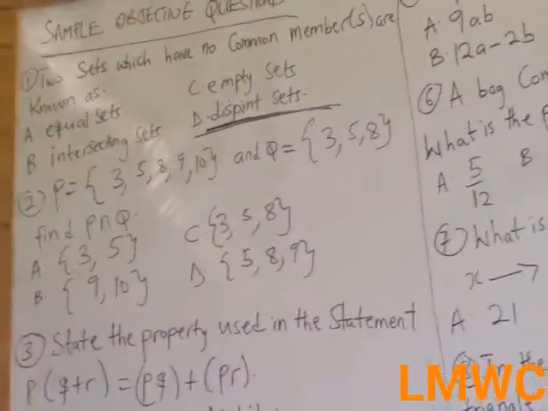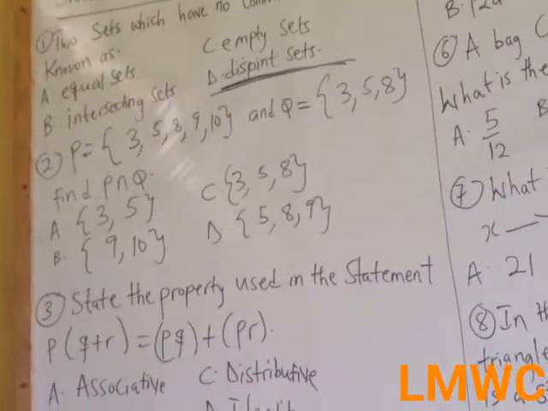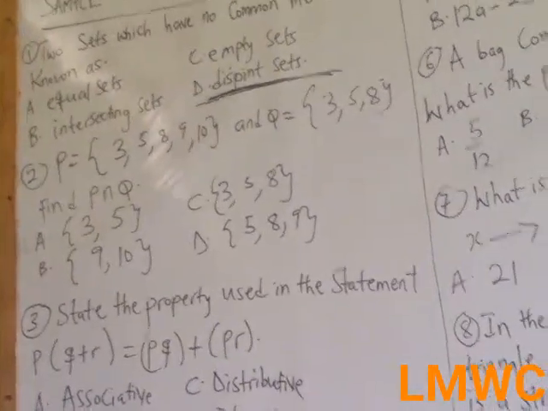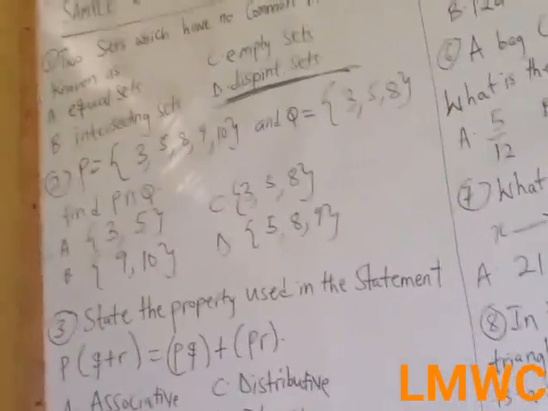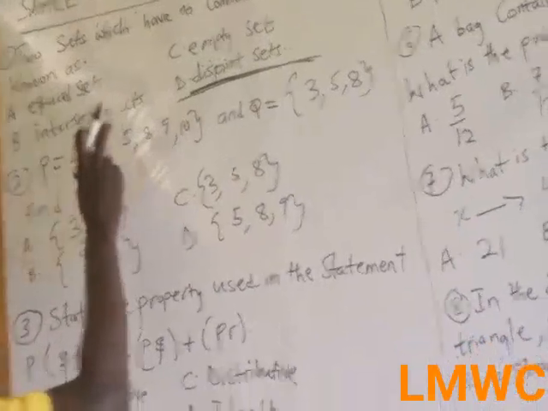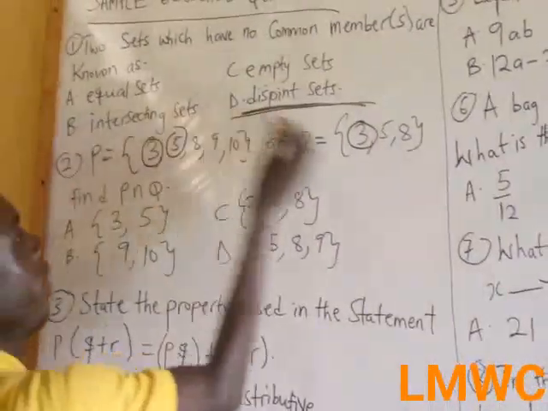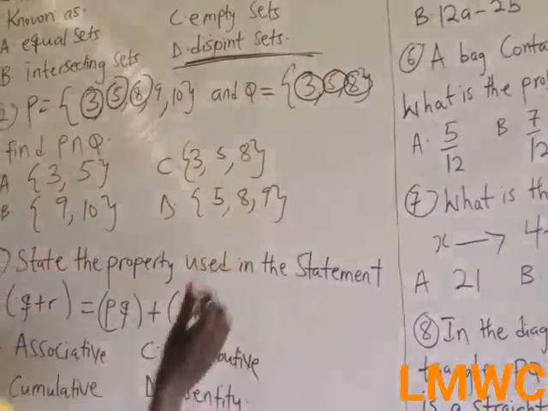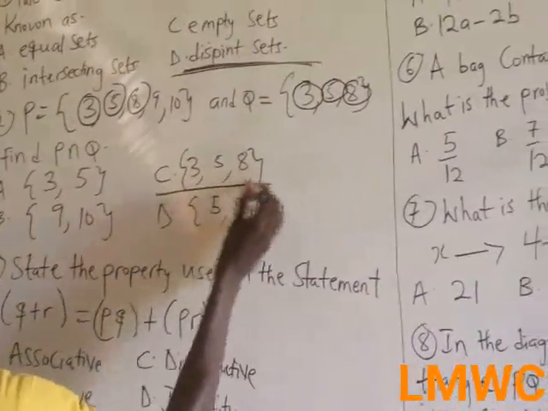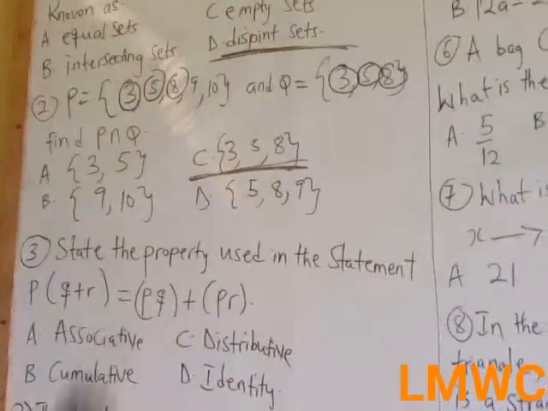2. P is equal to 3, 5, 8, 9, 10. And Q is equal to 3, 5, 8. Find P intersection Q. P intersection Q means numbers that occur at P and also Q. So we have 3 here, 3 here. We have 5 here, 5 here. We are having 8 here, 8 here. So it's 3, 5, 8. Our answer is C. So question 1 and question 2 is on sets.